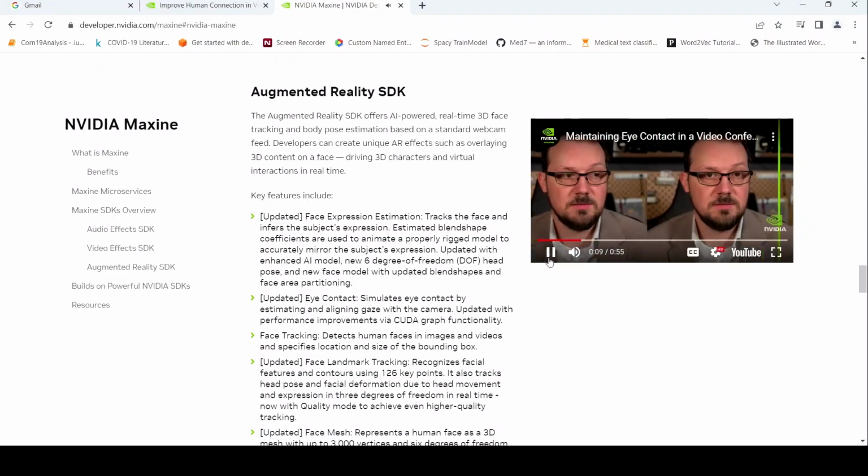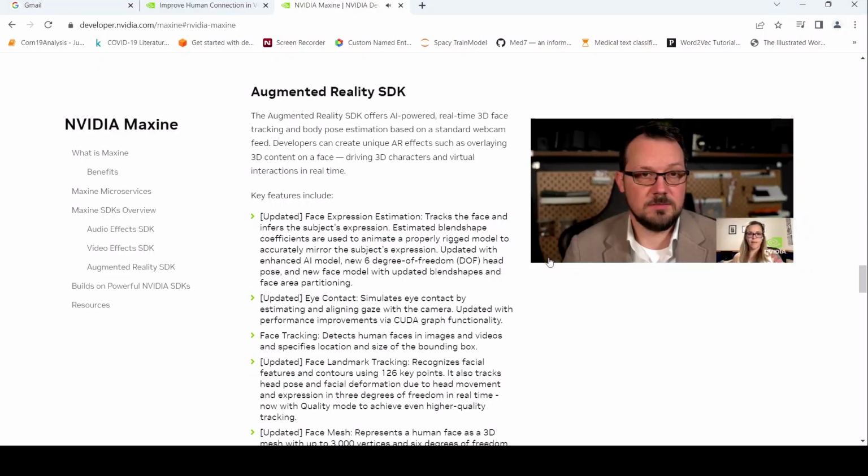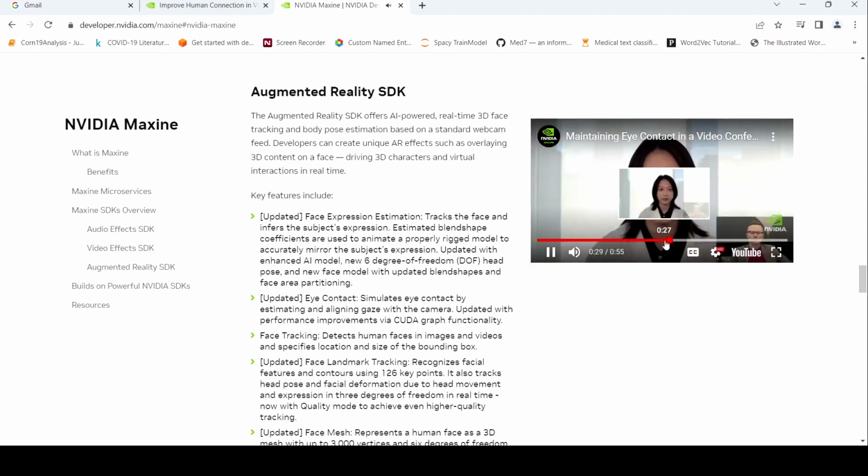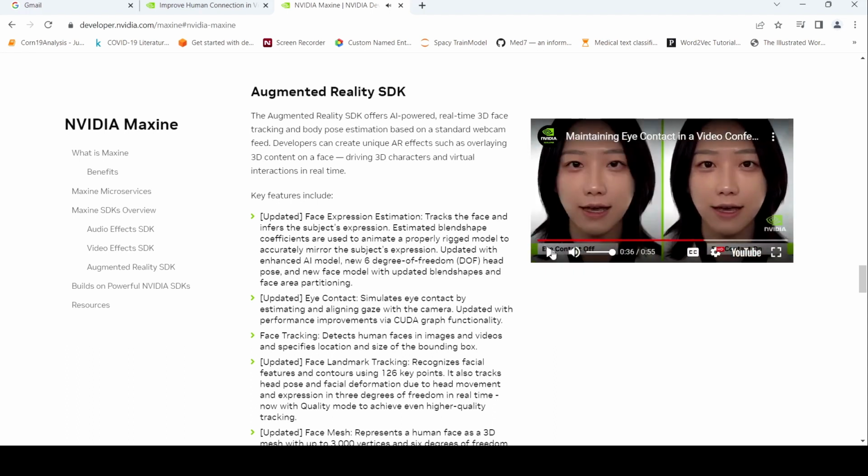The latest improvements deliver better accuracy, blink animation, eye tracking, and ease of integration for all your applications. Okay, so that is what they have explained over here. Studies have shown that maintaining eye contact throughout the conversation encourages and improves productivity. That is what they claim over here.